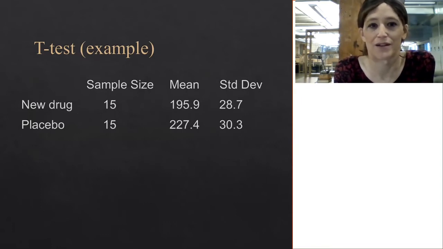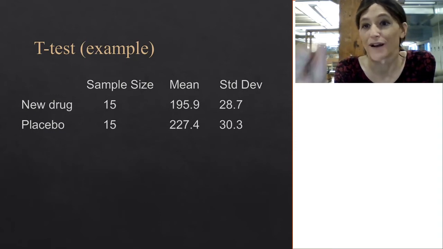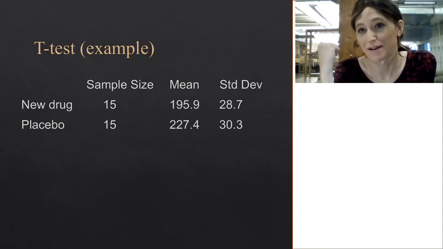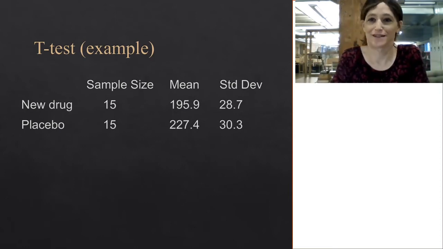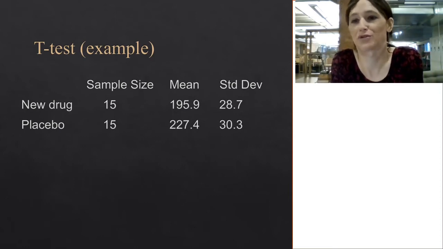But we're going to look at the new drug versus the placebo, sample size of 15 in each group, and we observe, this is at 6 weeks, that the mean cholesterol in one group was 195.9, and the placebo group was 227.4. And you might say, eureka, I'm going to make $1 million, or these days, $1 billion on my new drug.